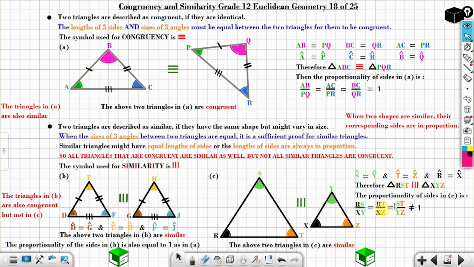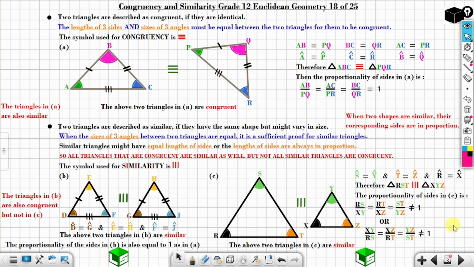Okay? This can also be written like this. Instead of RS over XY, you can have XY over RS equal to XZ over RT equal to YZ over ST. This is not equal to 1 again.